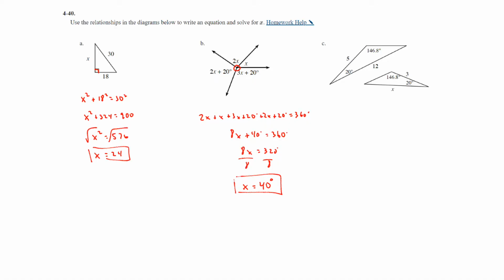Part C, you're given two triangles. This angle and this angle are congruent. And then 20 degrees is congruent to 20 degrees. So we know that these triangles are similar by angle-angle similarity. And so then their side lengths are in proportion. So this length between the two angles of 5 matches up with the 3. So we'll say the ratio of 5 over 3 is equal to this length that forms the 20 degree angle matches up with this one, so that'd be 12 over x. And then we can solve for x and get x is equal to 36 divided by 5, and that's 7.2.